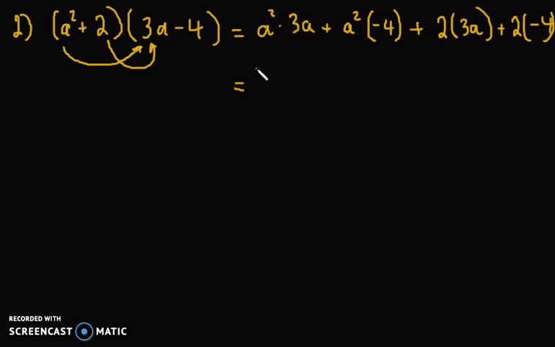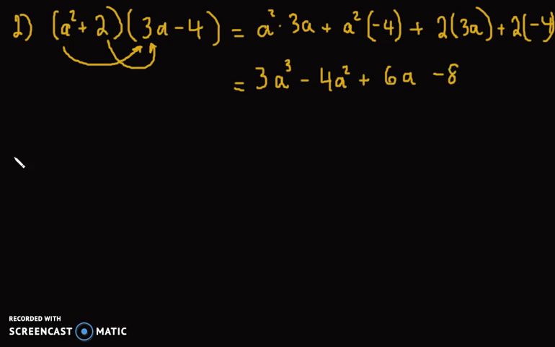So here we have 3a squared times a. Okay, remember that this is multiplying exponents with the same base. So 2 plus 1 is 3, a to the third power. Here, negative 4 minus 4a squared. Here, plus 2 times 3 is 6, 6a minus 8.